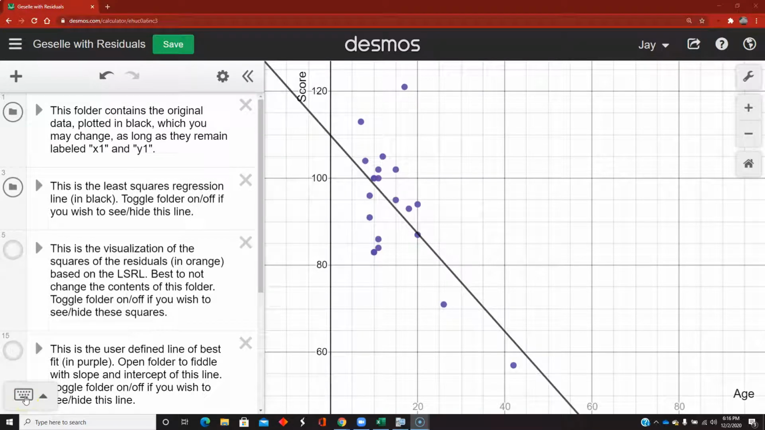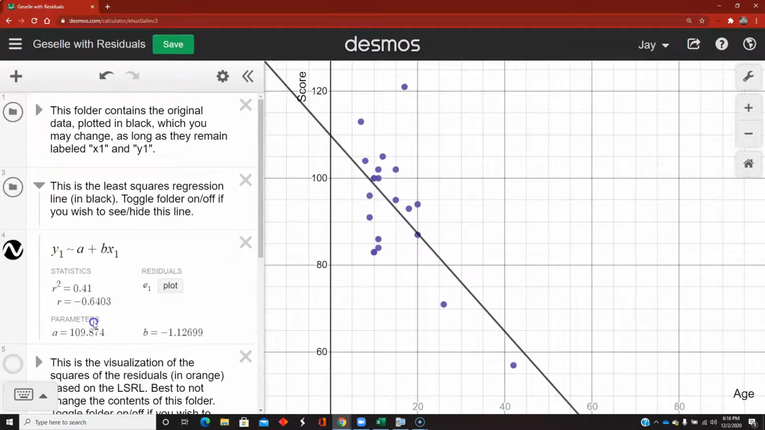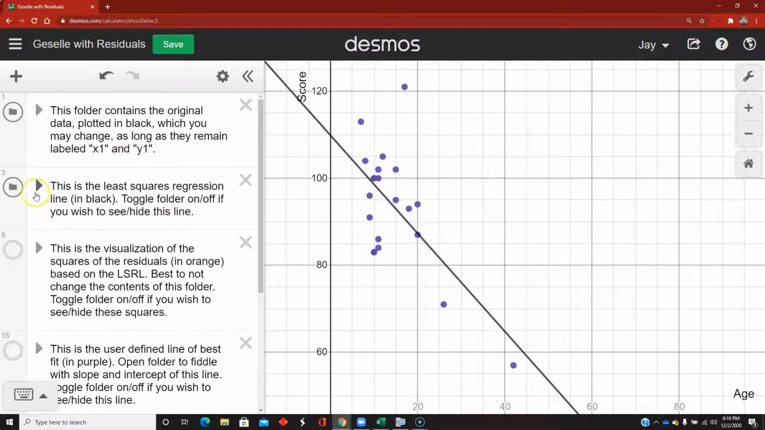All right, I'm going to try to shed a little bit of light on why this line is referred to as the least squares regression line. So here's our data set, which I have in this little folder here. And here's the regression analysis giving me the equation of the line. And then if I turn on this folder, there will be a visualization of the squares of the residuals.